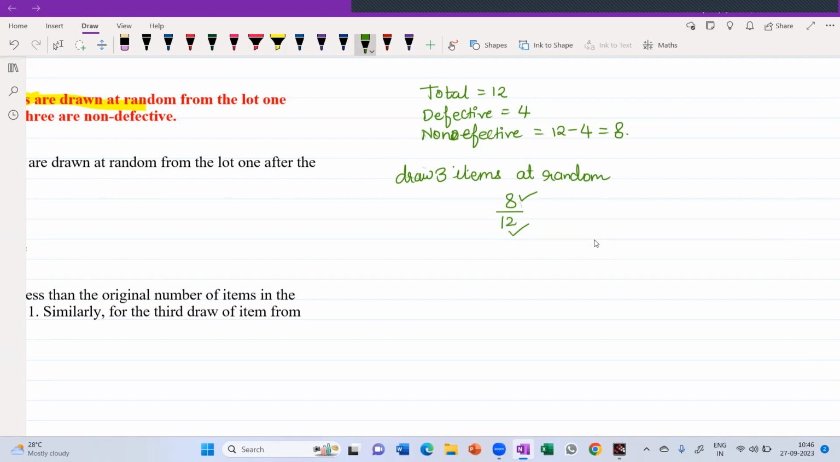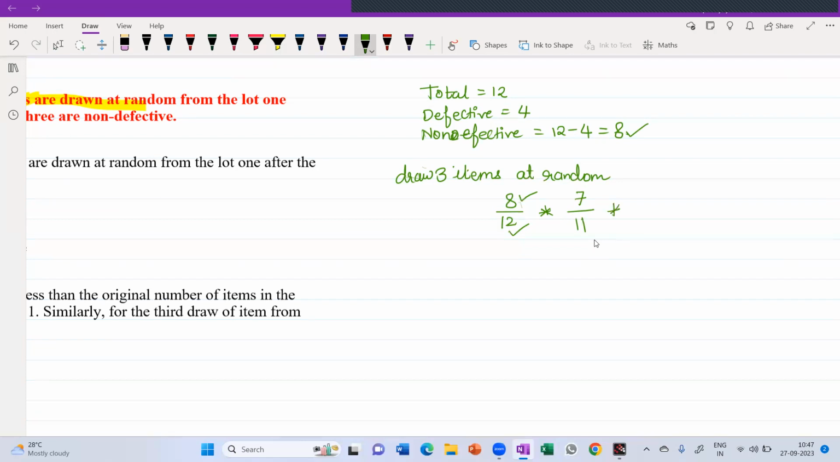Then we have to draw the second item as well, so we are going to put the multiplication. What is the probability of me drawing second non-defective item? Since we have already drawn first non-defective item, how many non-defective items are left with me? 7. Initially, I had 8 non-defective items. After removing 1, I am left with 7 non-defective items and the total number of items are going to be 11.